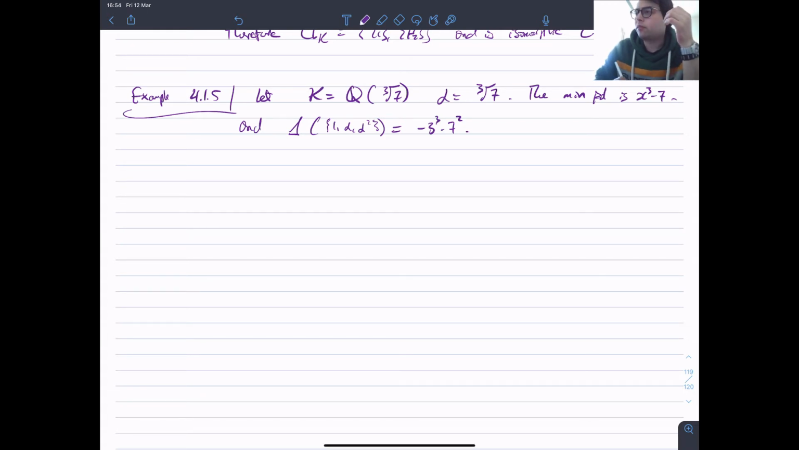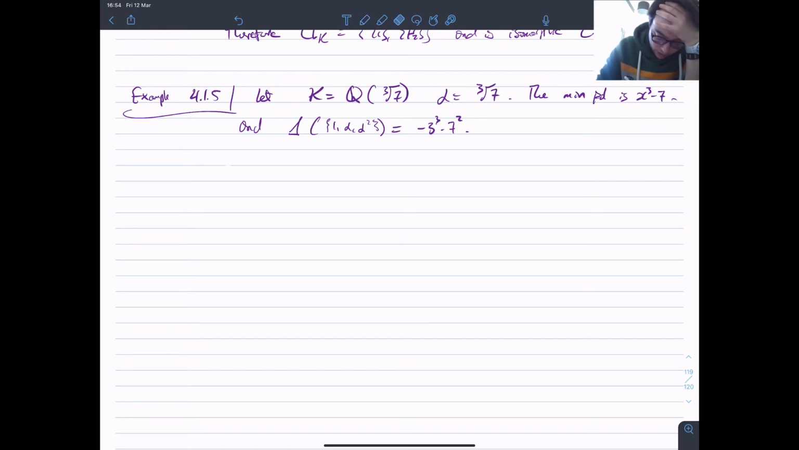So now, what do we need to do? I need to find the discriminant of my number field, which means I need to figure out what the basis is for my ring of integers. I have my minimal polynomial and my discriminant, 3 cubed times 7 squared. This is irreducible by Eisenstein at 7, so I wouldn't have to worry about 7, but I do have to worry about 3.